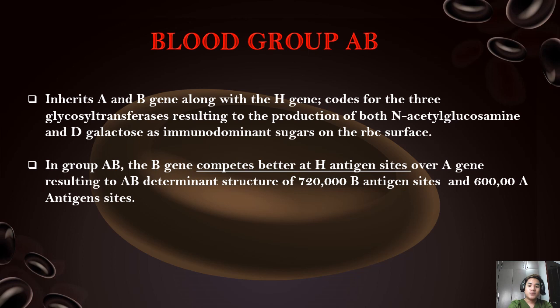Okay, take note that for blood group AB, even though the A gene elicits a higher concentration of glycosyltransferase than the B gene, when paired with group B, as in group AB, the B gene becomes more competitive at acquiring H antigenic sites, which results in an adult AB having approximately 600,000 A antigen sites and 720,000 B antigenic sites.